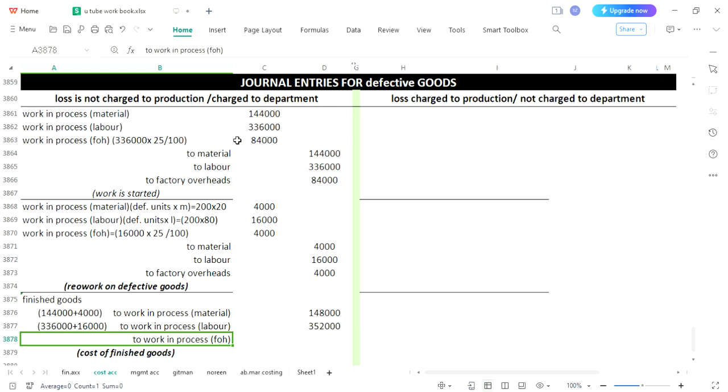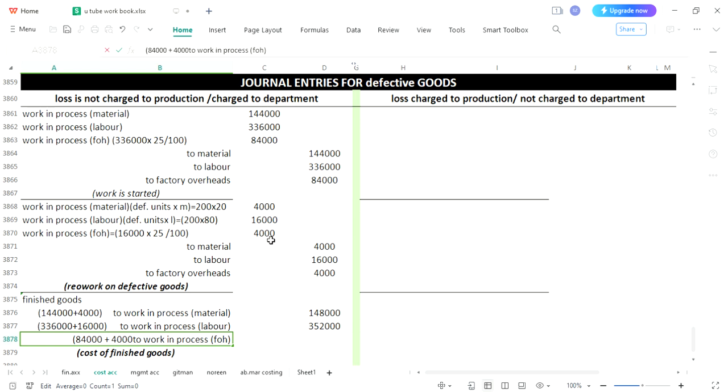Same sign means plus plus plus, minus minus plus. When there are same signs, we do add. In a similar way we will add these two amounts. Work in process FOH first amount is written over here, which is 84,000, and the second amount is work in process FOH 4,000.